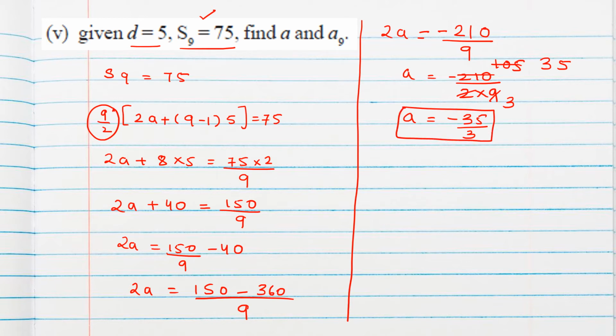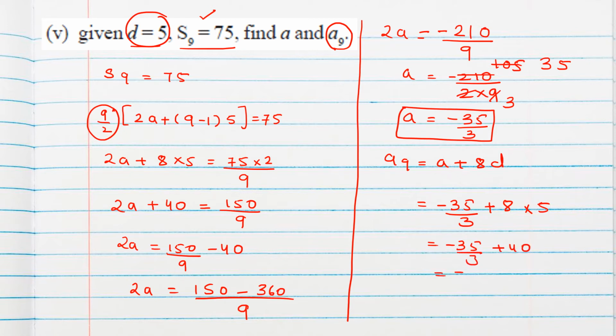After getting the a value we can find a9, because a9 is what? a plus 8d. a is minus 35 by 3 and d is already given, which is 5. So minus 35 by 3 plus 40. So after cross multiplication, or you can do the LCM method also, divide by 3. So it will give 85 by 3. So a9 is 85 by 3.